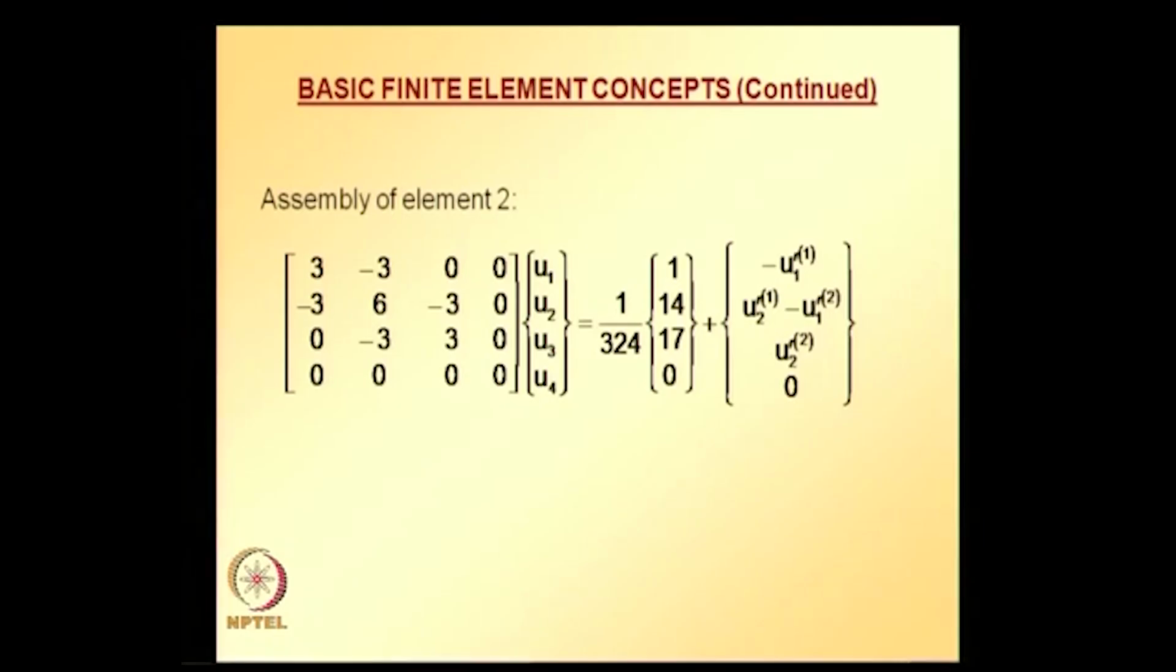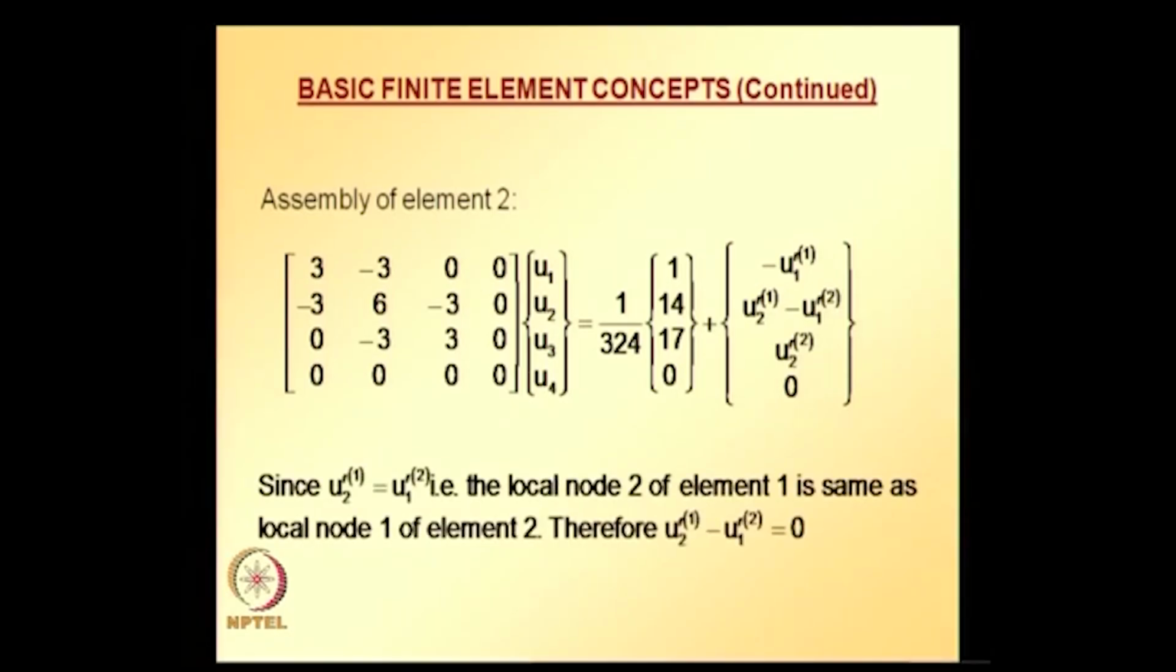And if you see here, on the left hand side you have u2 prime for element 1, u1 prime for element 2, so u2 prime for element 1 minus u1 prime for element 2. Actually, please note that the second node of element 1 is the same as the first node of element 2, so those two quantities are the same. Local node 2 of element 1 is the same as local node 1 of element 2, so that quantity is going to be 0.